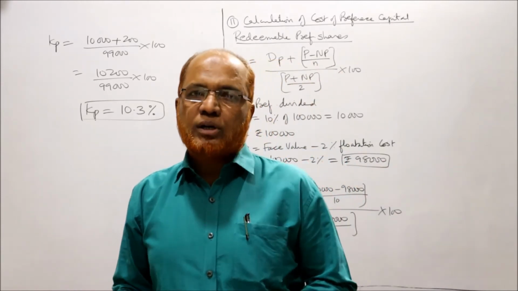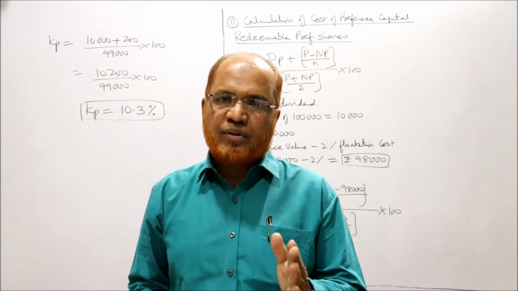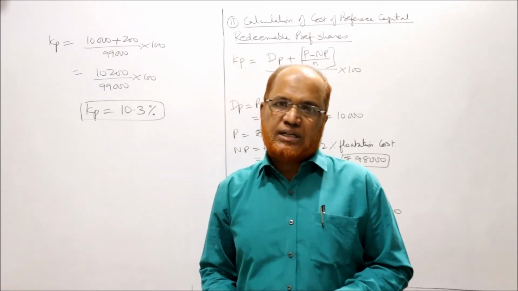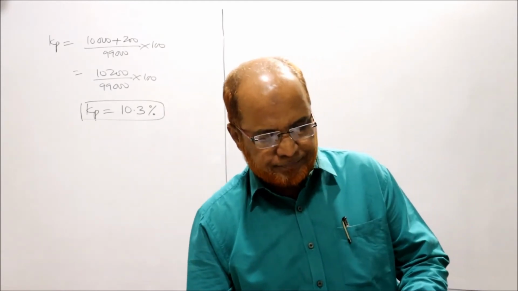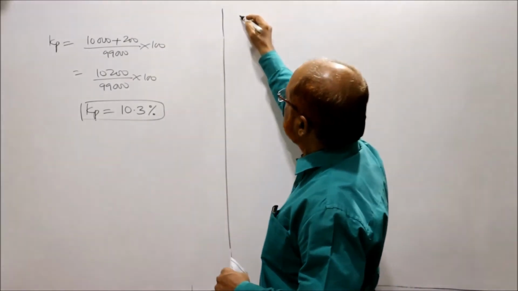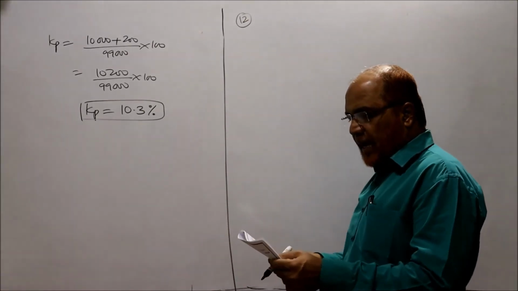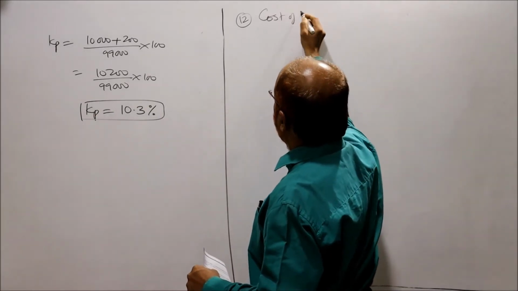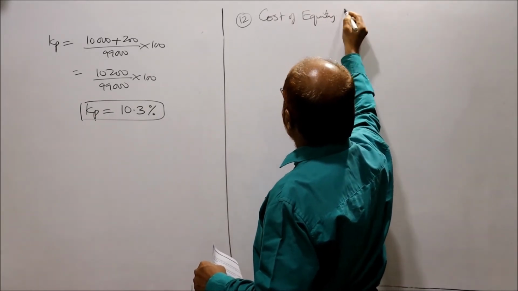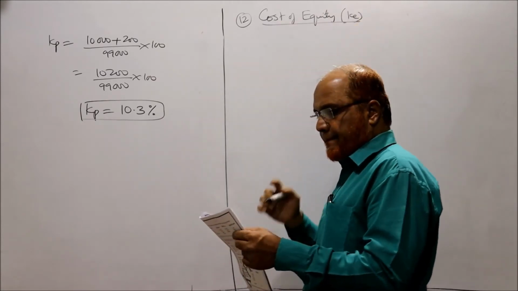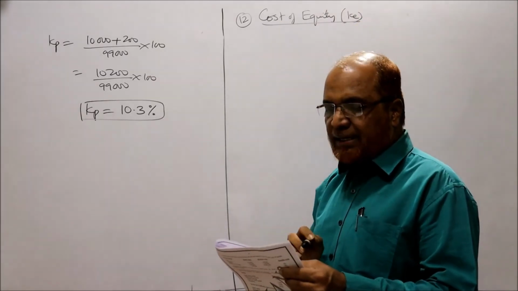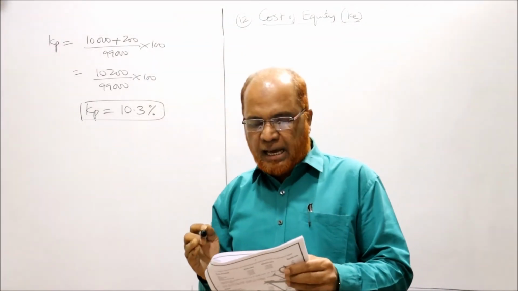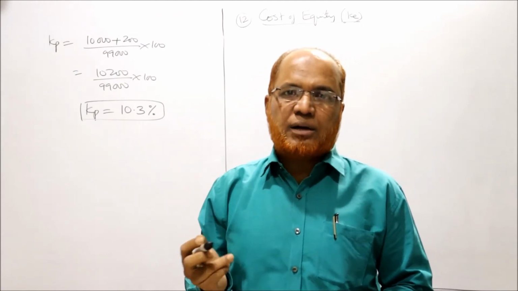So far we have done the problems on KP and KD, cost of preference and cost of debentures. Now the next problem is KE, cost of equity capital. Problem number 12. Calculate the cost of equity, KE, whose shares are quoted at rupees 120. Quoted का मतलब market price of share. In the market it is quoted as 120 rupees. 120 रुपये में market price चल रहा है.